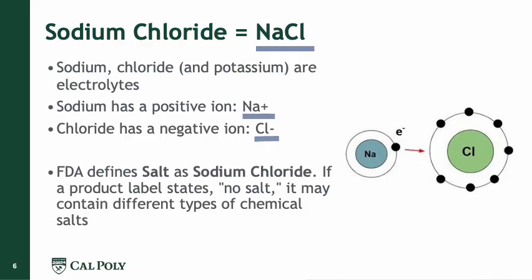So FDA defines salt as sodium chloride. So if a product label states no salt, there may be other salts, but no sodium chloride. So maybe we can have potassium chloride or other types of salts, but no sodium chloride. So here we have our sodium and our chloride. Sodium has a positive charge, a +1, chloride a -1, and when they combine, they form sodium chloride.